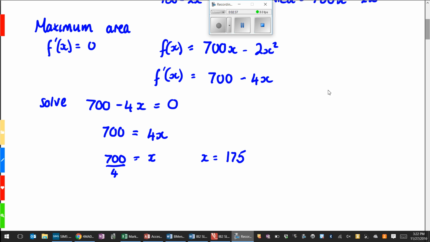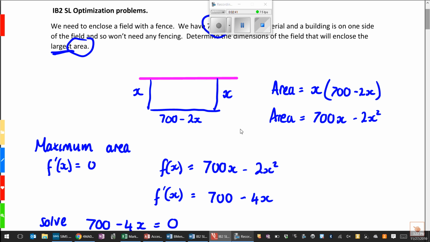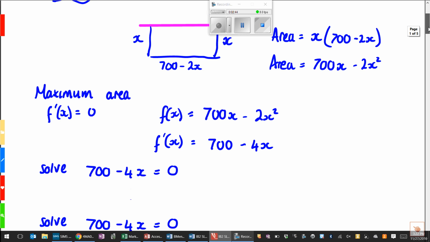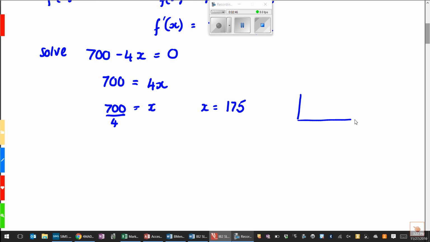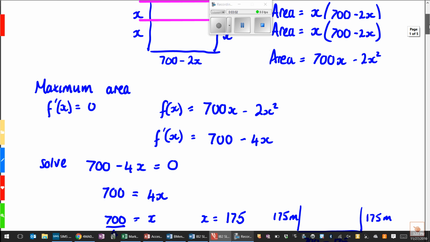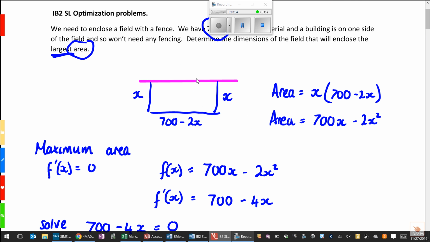So now we know that x is 175, so we would go back up and say the dimensions of the field are going to be 175, 175, and 700 minus 175, which is 525 meters. Of course, we've got the same on that side of the building, but we've got the dimensions of the field that will enclose the largest area.